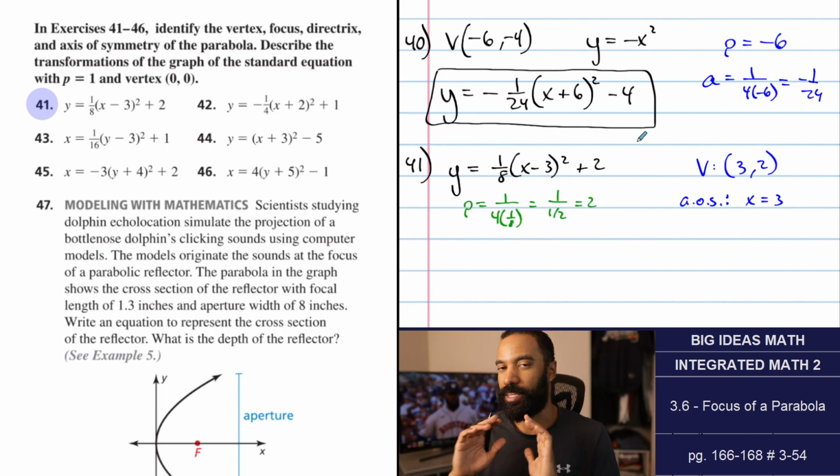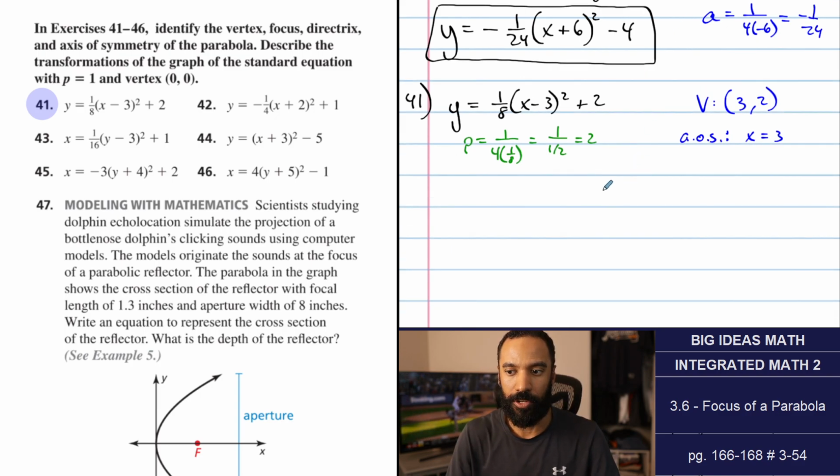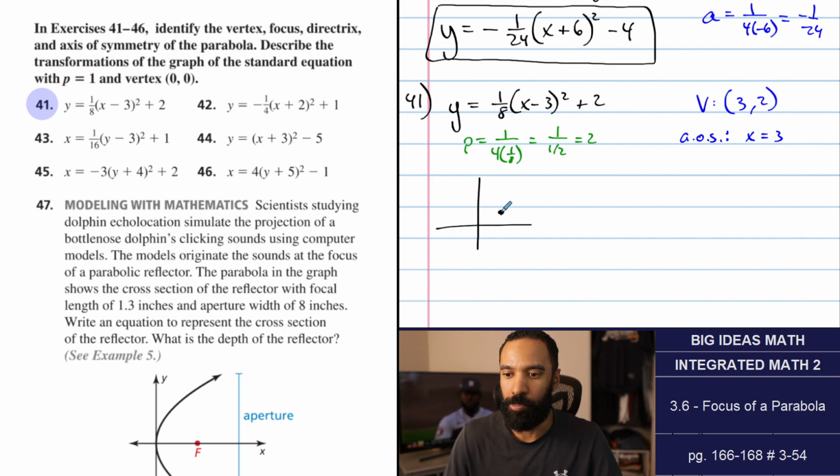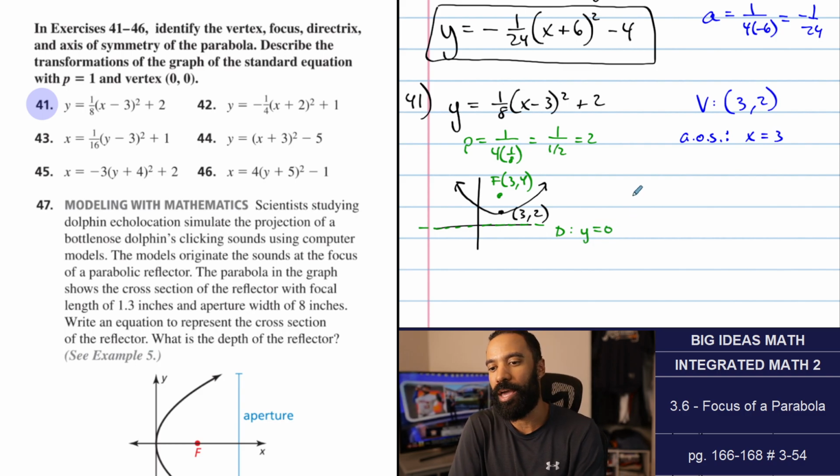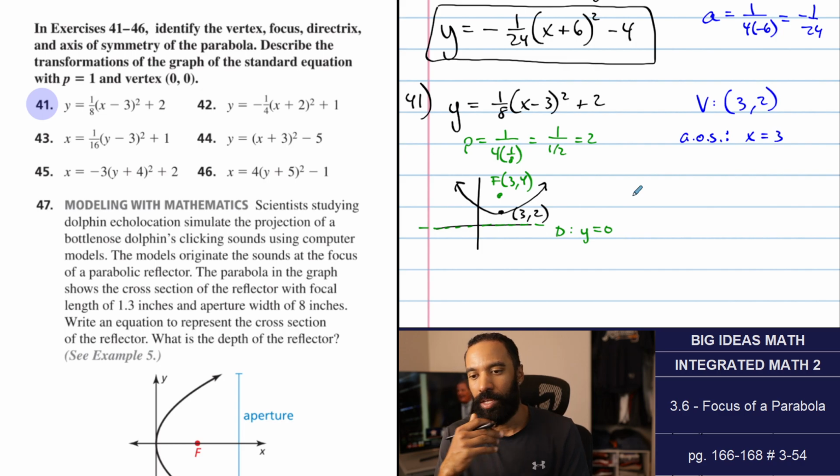Now, here's the part where a graph can help. This is the only time I might do this visual. Other times I might not. Your graph is at 3, 2. At 3, 2, this graph goes upward, right? Your p-value is 2, which means your focus goes 2 up from here. Your focus is at 3, and 2 up from 2 is 4. And then your directrix is 2 down from there. That's at y equals 0. So it might be helpful for me to include those visuals. I might even use an actual set of graph axes.